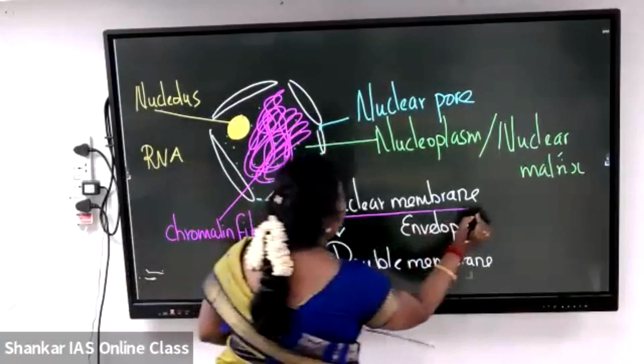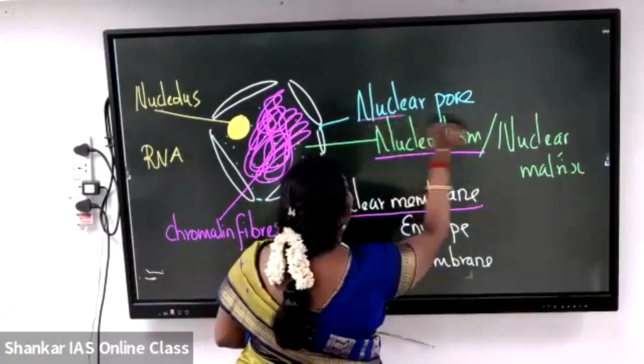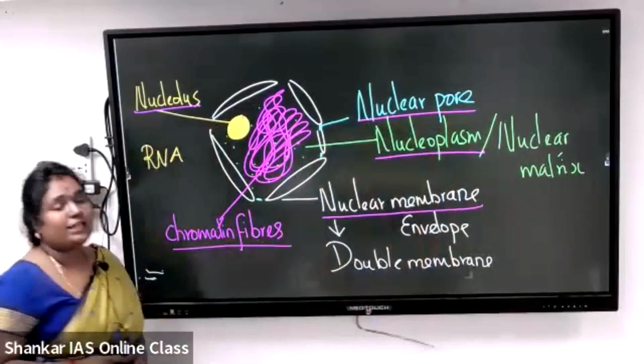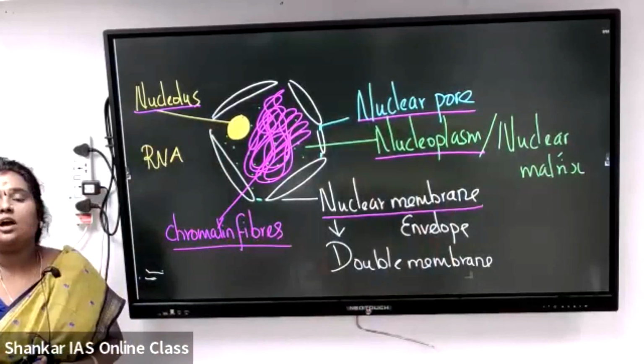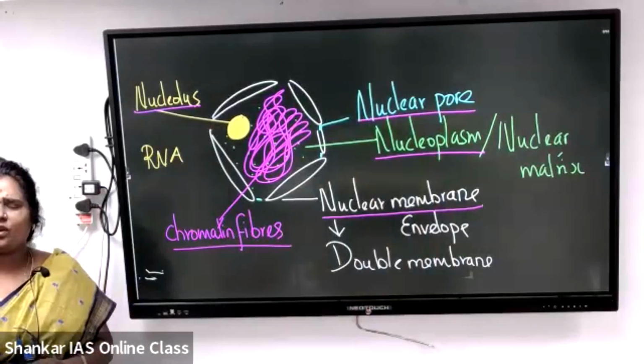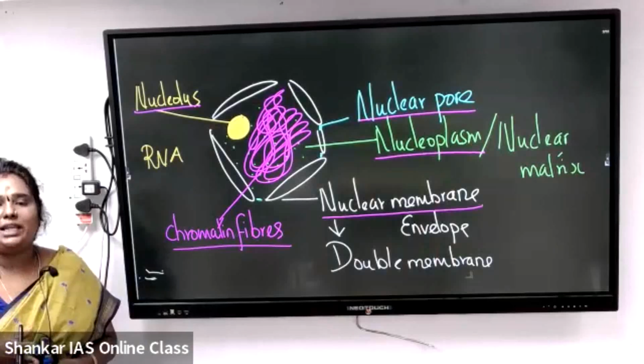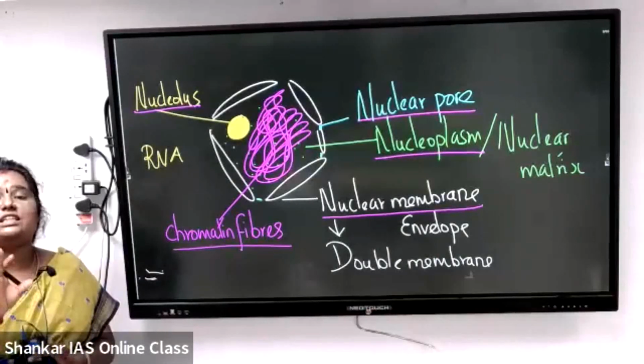We have a nuclear membrane, nucleoplasm, nucleopore, nucleolus, and chromatin fibers. These chromatin fibers are also called chromatin reticulum. So what is chromatin reticulum? It is none other than the genetic material, which is present in the form of a network.